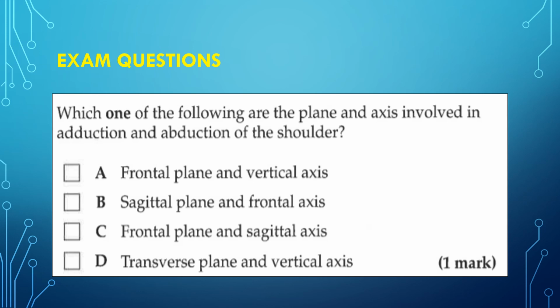So abduction and adduction of the shoulder. So bringing your arms out to the side. Okay, so if we do that, that's the frontal plane, remember. You just need to work out what axis it is. Well done. If you said C, the frontal plane and sagittal axis. So that is not a difficult question if you learnt the information on the previous slide. That the frontal plane works with the sagittal axis. You might get a multiple choice question which will look like that. Very easy if you understand the terms and you know the combinations.